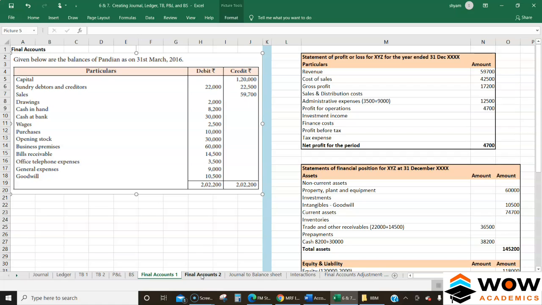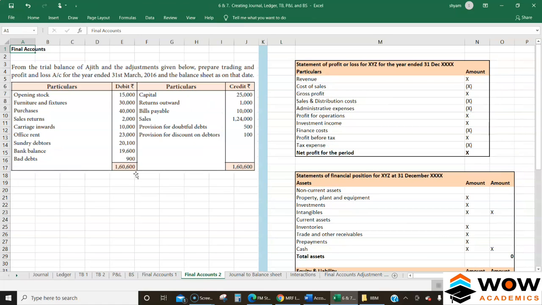So we'll do one more sum in final accounts. A similar kind of sum, so that we'll get a better idea of how all these numbers work, and then we will move to another kind of problem. So we'll start from here.